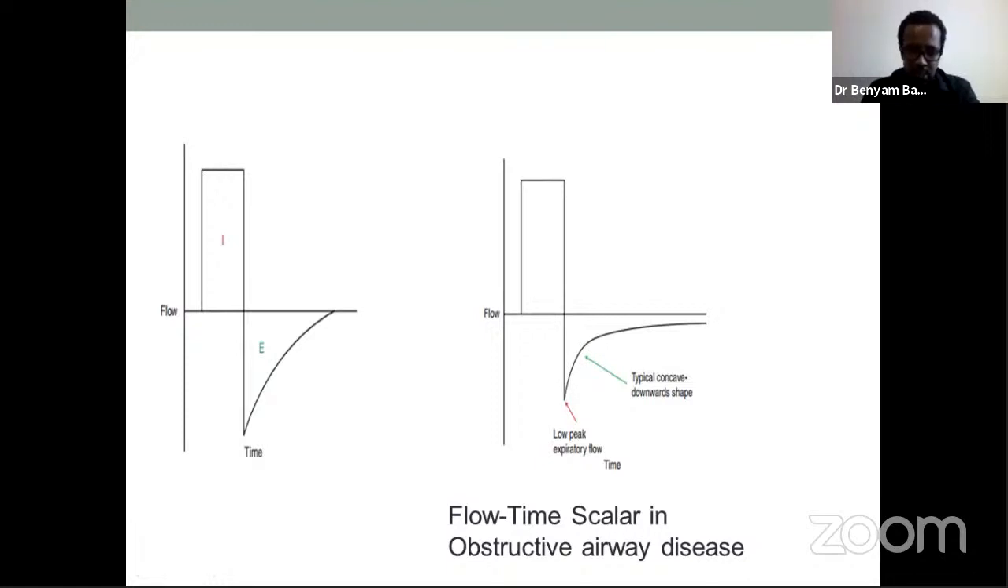So whenever we apply bronchodilators, we expect the peak expiratory flow to go further down, and we expect the concavity to come a bit up. So we'll be coming nearing back to here. That will tell us there is a response to our bronchodilators also.